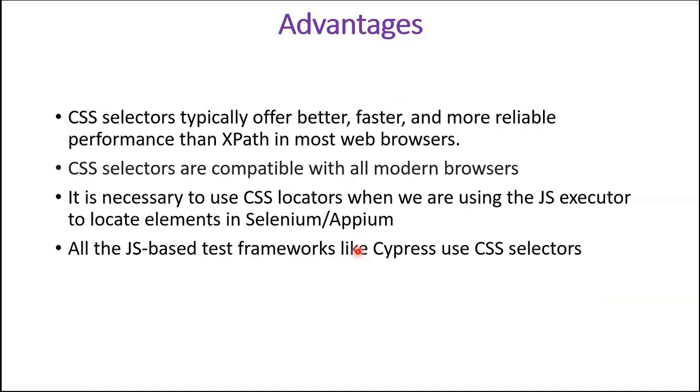Now, what is the advantage of CSS selectors? A CSS selector typically offers better, faster, and more reliable performance than XPath. If we compare it with XPath, during execution the CSS selector will be faster and more reliable. CSS selectors are compatible with all modern browsers. It is necessary to use the CSS selector when we are using JS executor. If we are using the JS executor, then we need to use this. XPath will not work in that case.